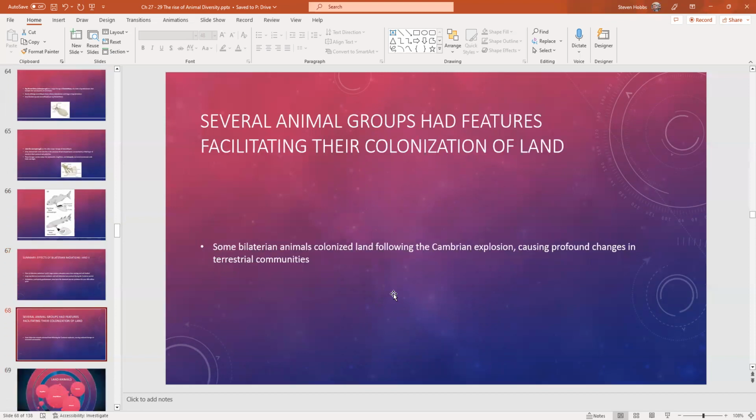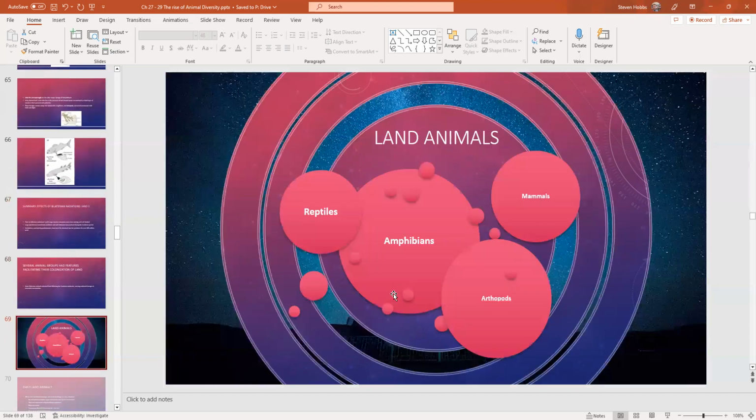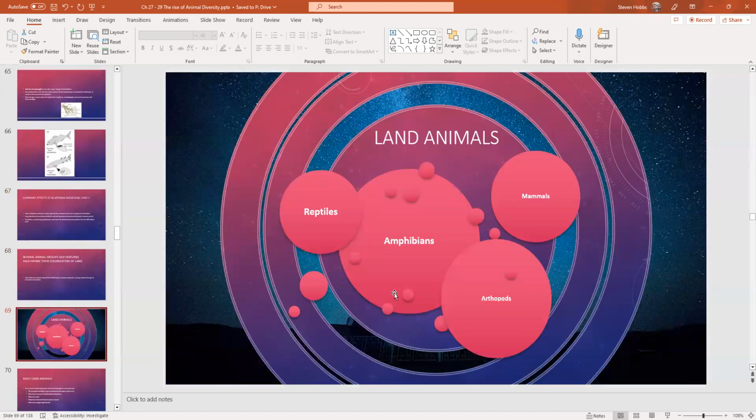Now, several animal groups have features facilitating their colonization of land. This is where we start seeing animals crawl out, just as I mentioned. So these profound changes start to develop our terrestrial communities. Reptiles, amphibians, arthropods, and mammals. Arthropods came first, long before everything else did. Amphibians then gave rise to the reptiles, mammals, and so on.